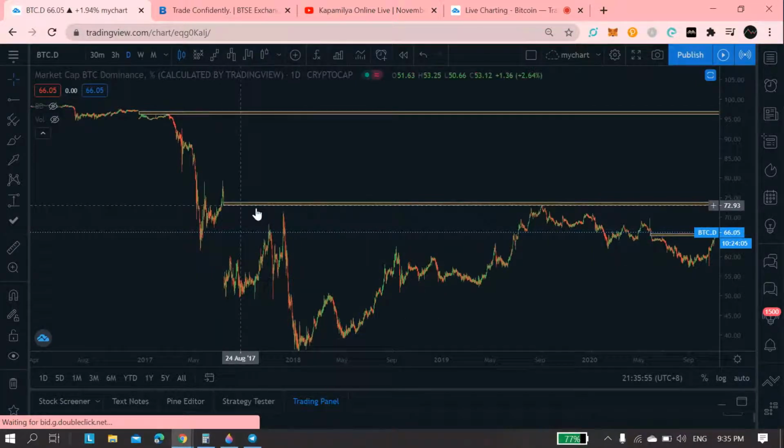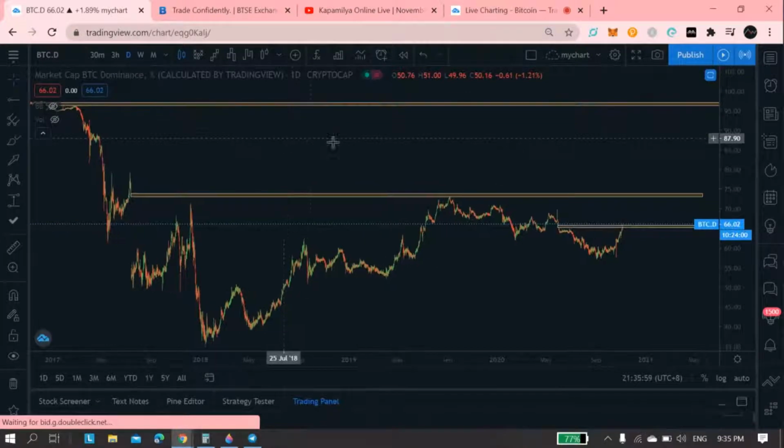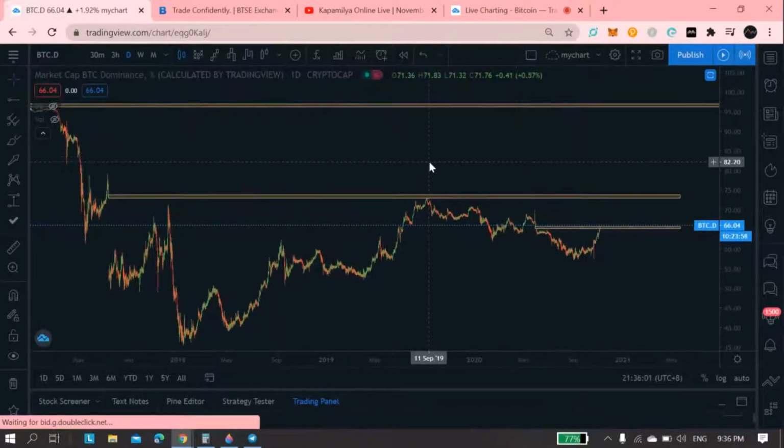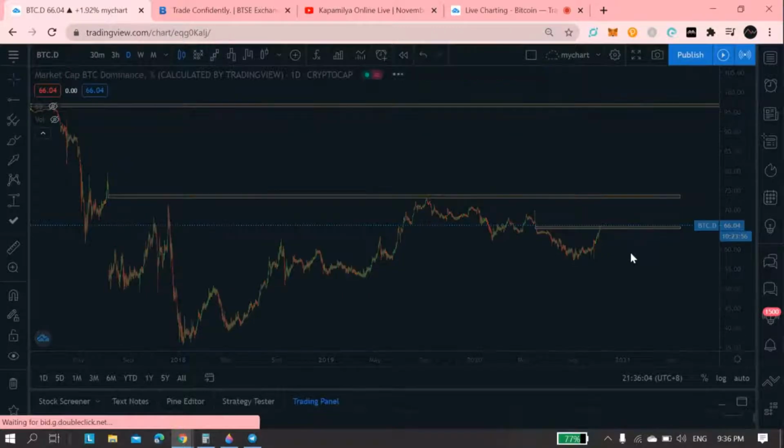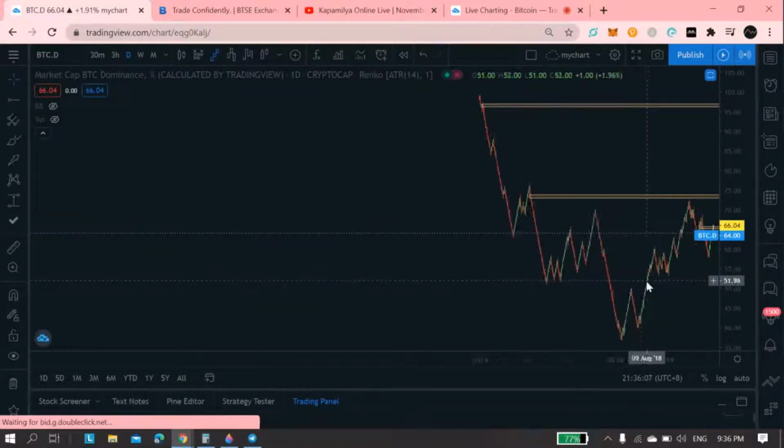And then here and there. So that's the three gaps that might possibly be filled. Currently, we already filled the first gap, which is the 66 area.